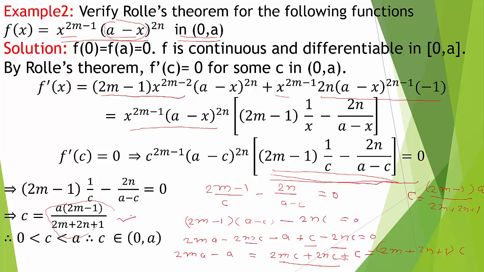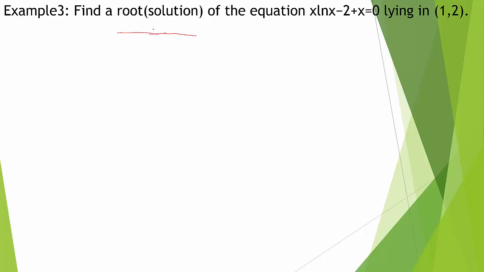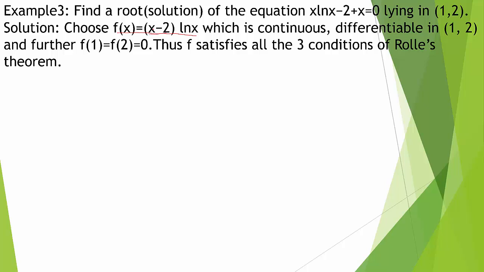We know that c lies between 0 and a because this term is less than a and this term is not equal to 0. That's why c belongs to (0, a) and hence our Rolle's theorem is verified. Our third example is: find the root, or find the solution, of the equation x ln x minus 2 plus x equal to 0 lying in the open interval (1, 2).